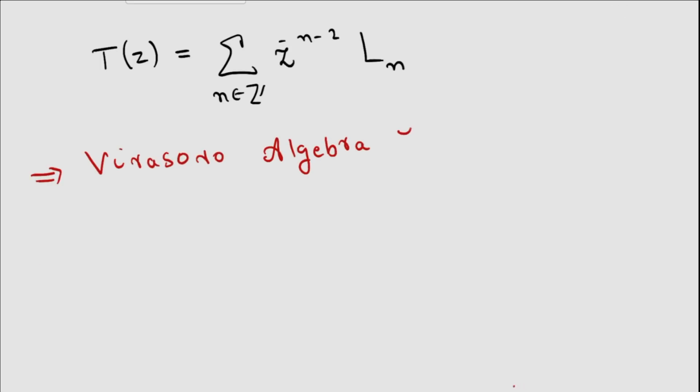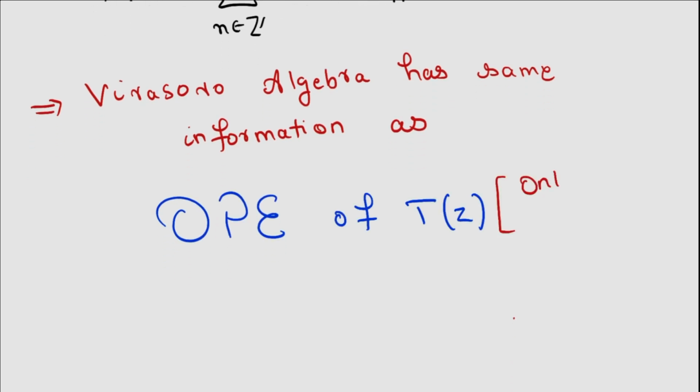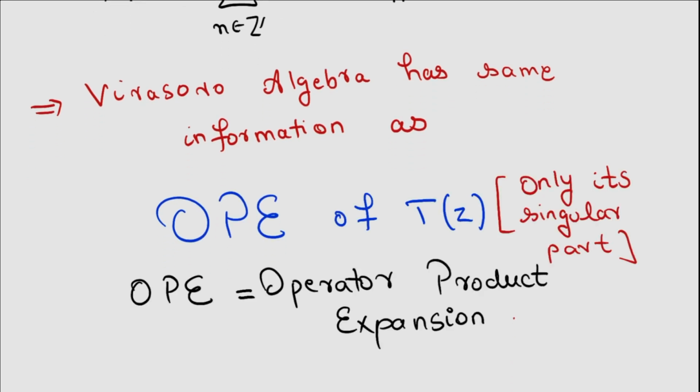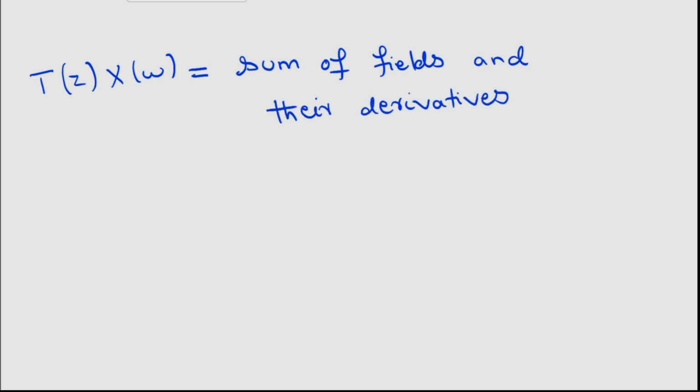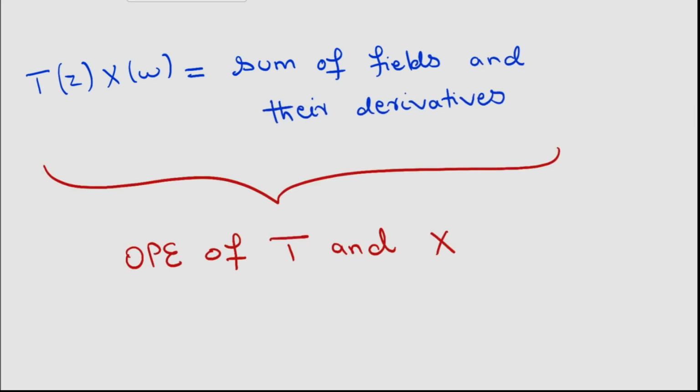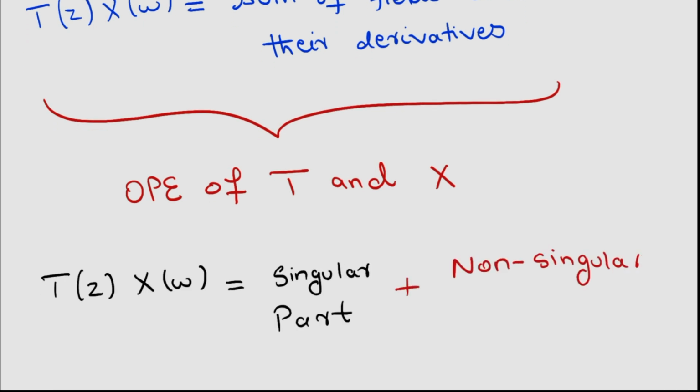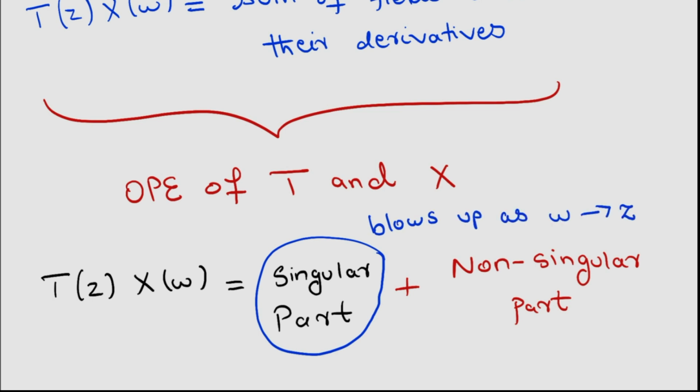Since Virasoro modes are modes of T(z), the commutator of Virasoro modes contains information about something called the operator product expansion, also called the OPE of T(z). OPE of a field T at a point z with another field X at a point w denotes the product of T(z) and X(w) as a sum of fields and their derivatives. This sum can have a singular part because z and w can come very close, and in that case, the product T(z) times X(w) blows up.